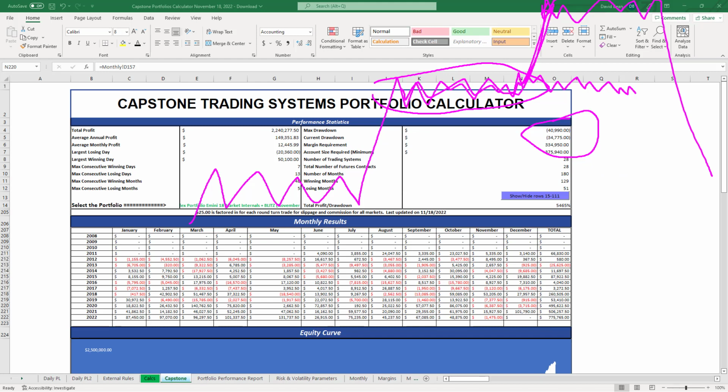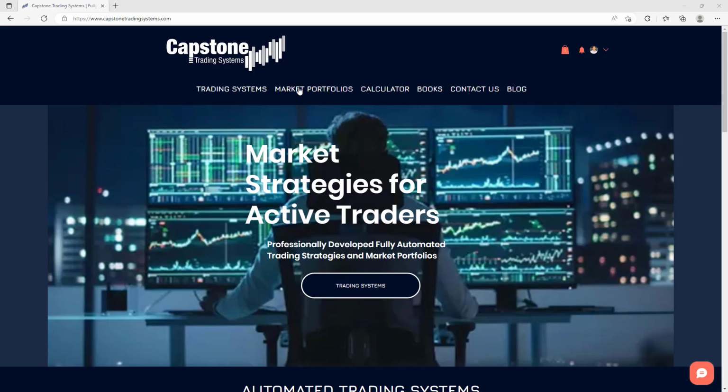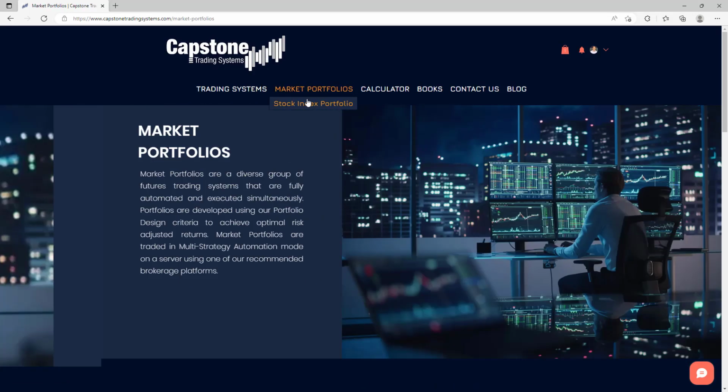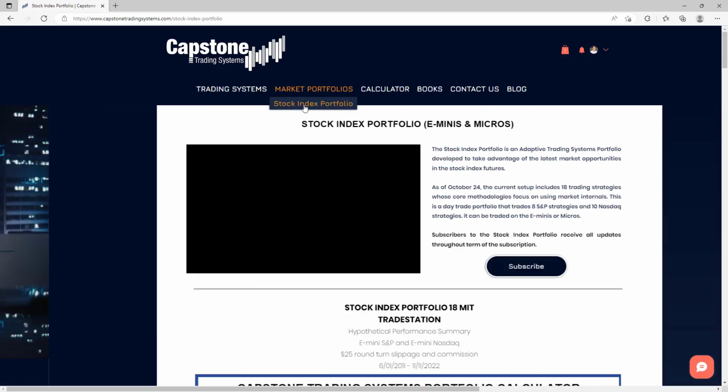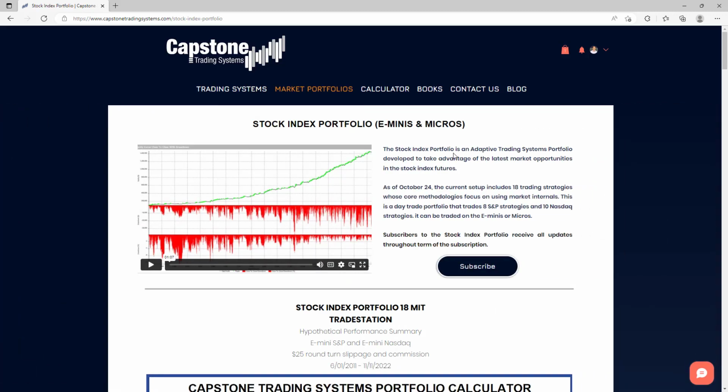I'm going to show you where you can find these portfolios. If you go to our website, click on Market Portfolios. It is the Stock Index Portfolio right here. You can click on Stock Index Portfolio. You can trade it with minis or micros. You can trade it in TradeStation. You can trade it in multi-charts. And you can click the subscribe button right here to subscribe.